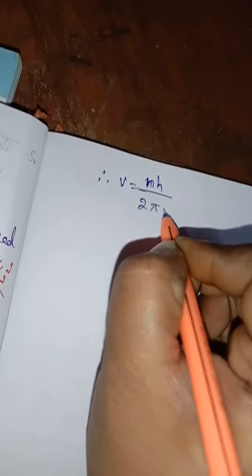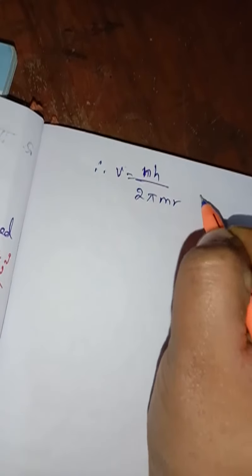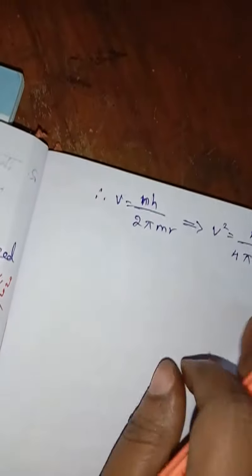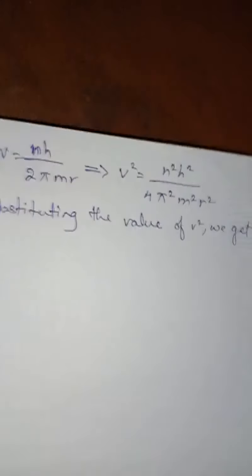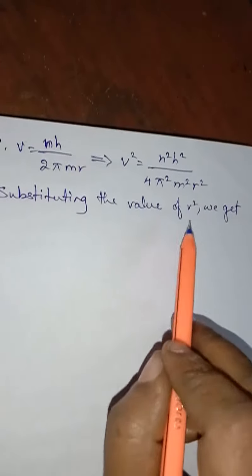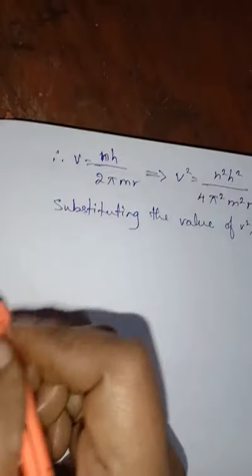Therefore, v equals nh by 2 pi mr. By squaring on both sides, we get v square equals n square h square by 4 pi square m square r square. Substitute the value of v square in the previous formula. Substituting the value of v square, what are we going to get, children?